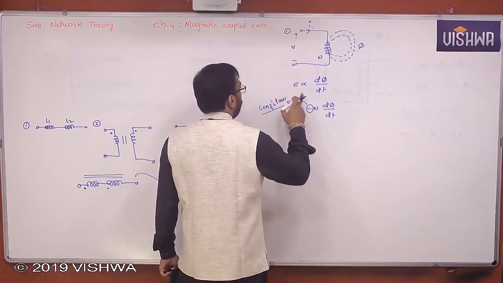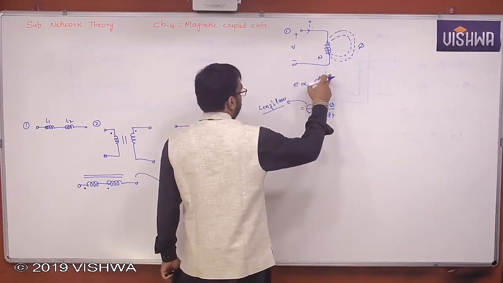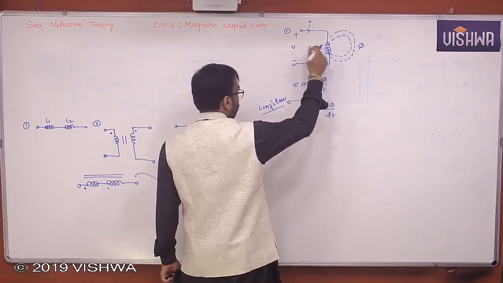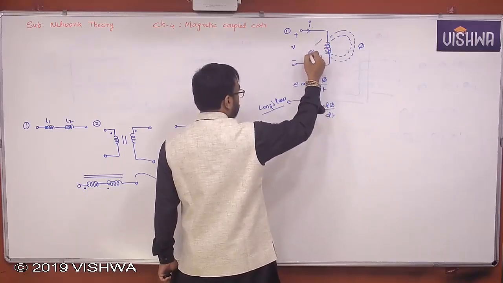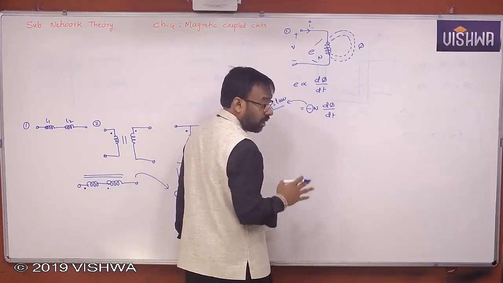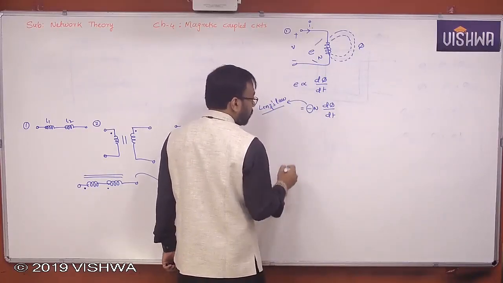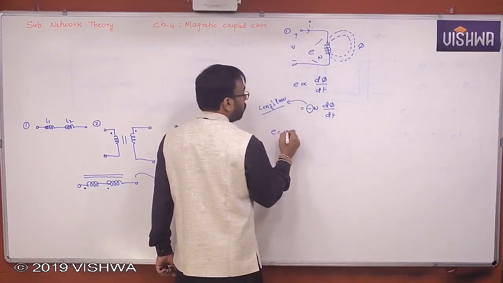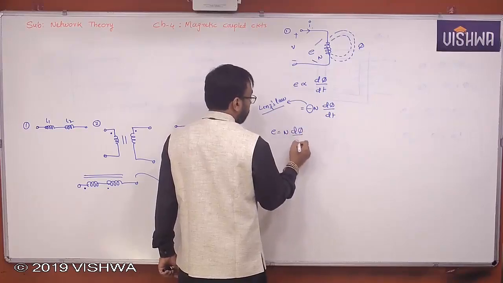Who is the cause? Tell me all of you. Flux, let us say. Because of the flux, you get EMF. What is the EMF induced here? This is the EMF. So effect opposes the cause, or cause is opposed by the effect, whatever. You will get the negative sign here.